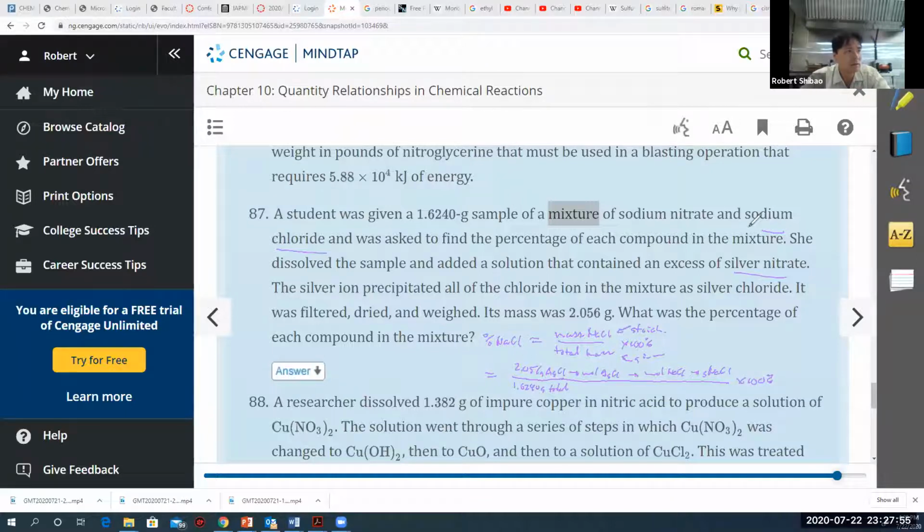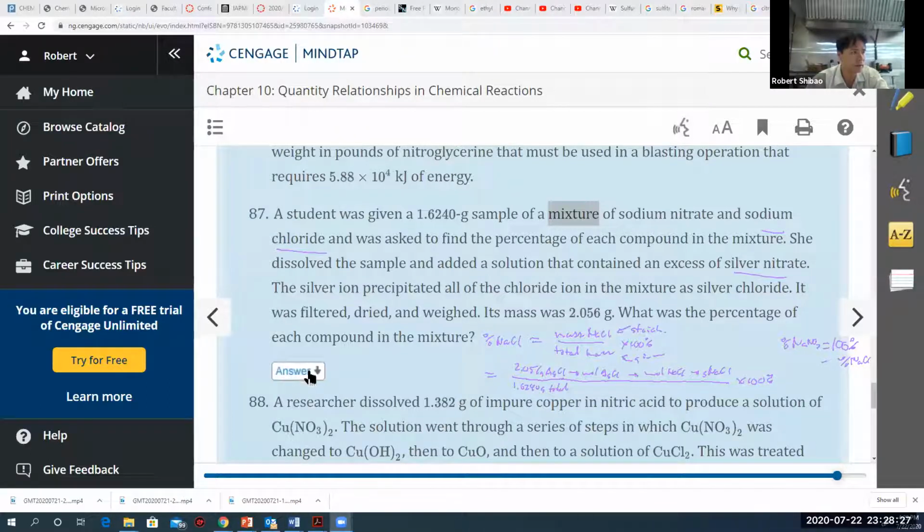Now the percent sodium nitrate, it's a two-component mixture. And so the percent sodium nitrate is just 100% minus the percent sodium chloride. So percent sodium nitrate plus the percent sodium chloride has to add up to 100%. So 100% minus the percent sodium chloride is going to give us the percent sodium nitrate.